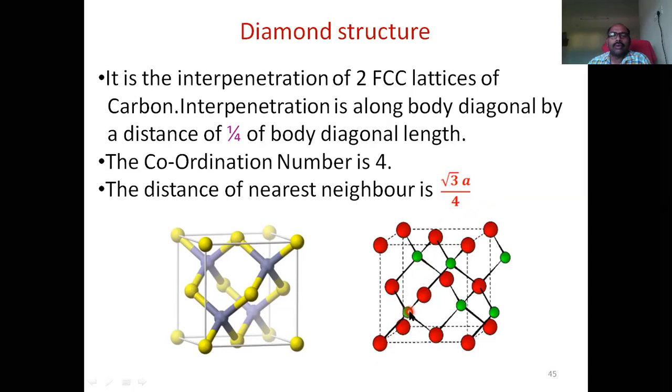So then we have to identify the nearest neighbors. We take this as reference and see in all directions. This is also the same distance. So from this point, we have 4 nearest neighbors. Therefore, the coordination number is 4, and its distance is this.